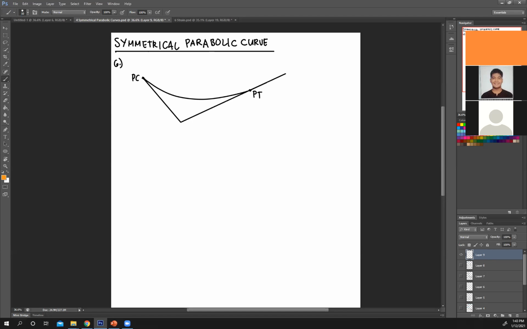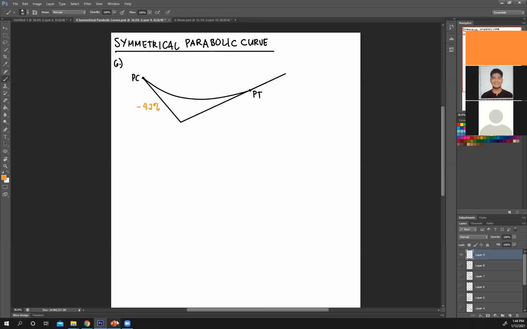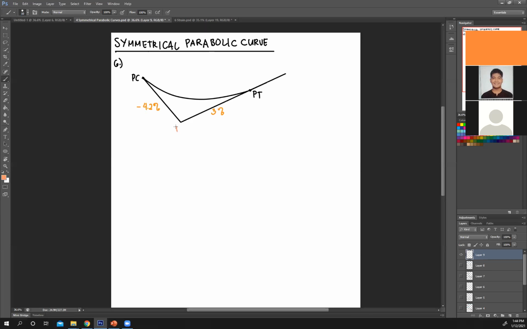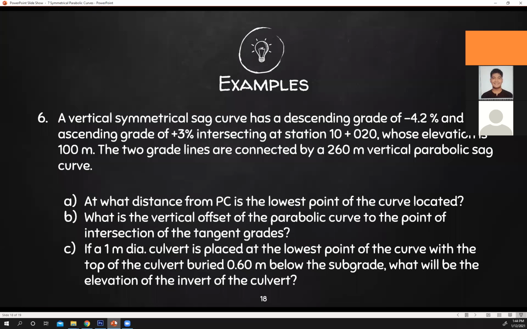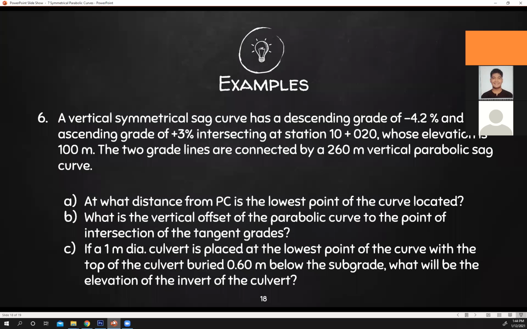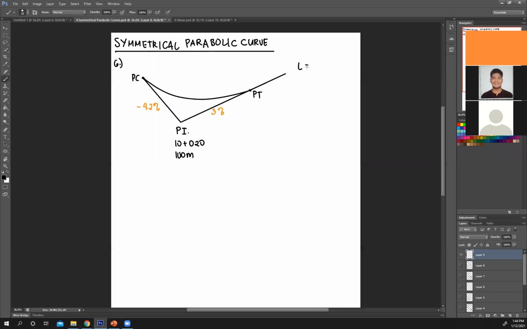So this is negative 4.2%. This is 3%. And then the intersection, so this is your PI, station 10 plus 020. Then elevation 100 meters. Then a 260-meter parabolic curve, so L is 260.